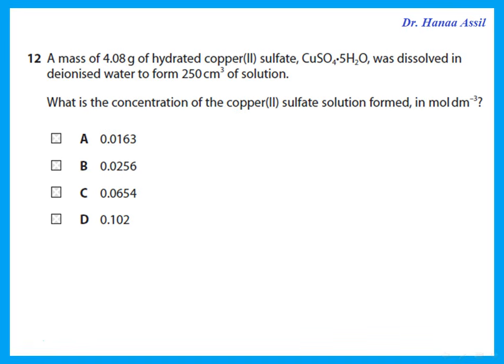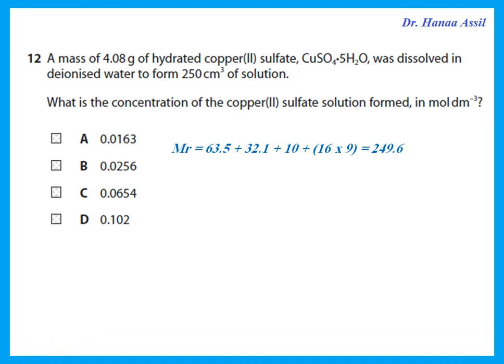A mass of 4.08 grams of hydrated copper sulfate was dissolved in deionized water to form 250 centimeter cubed of solution. What is the concentration of the copper sulfate solution formed? Okay, so he wants concentration. Concentration means number of moles over volume. So I need number of moles. In order to get number of moles, I need the MR.